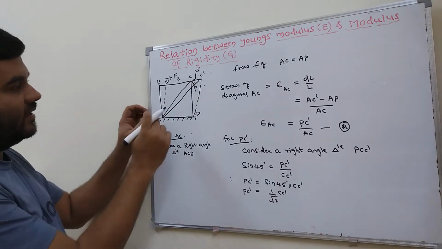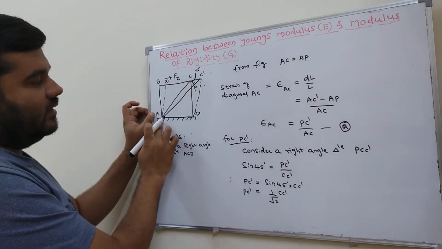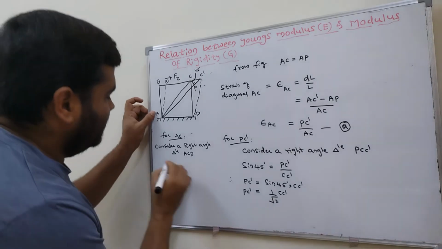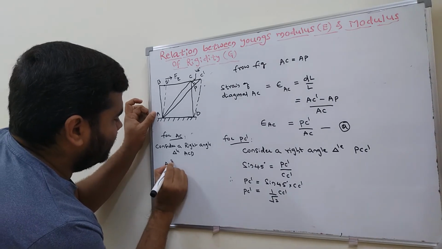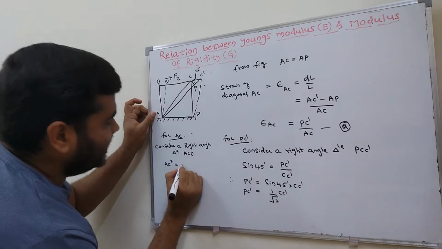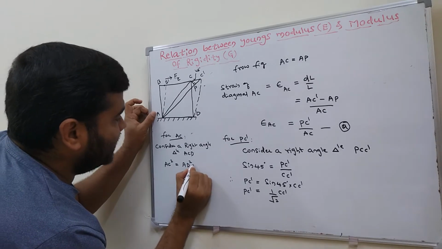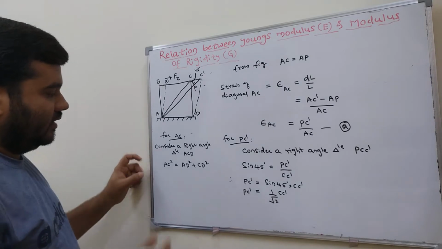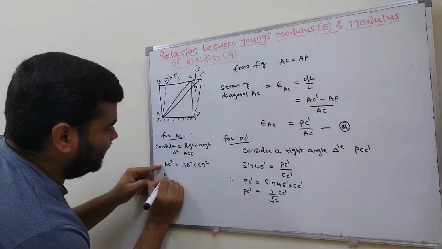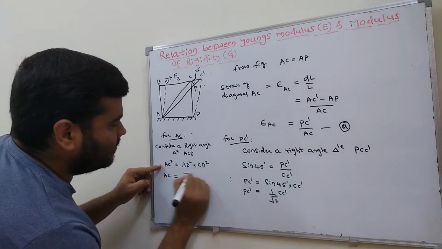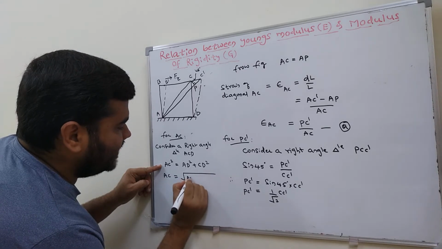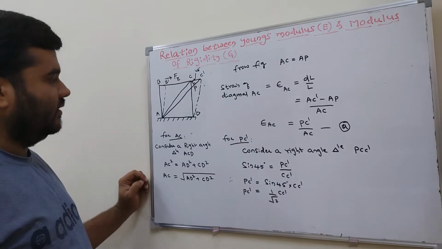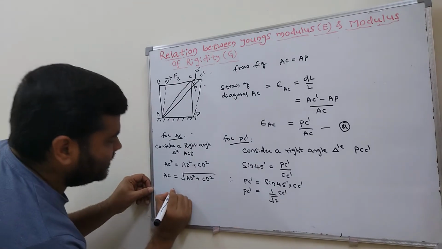In this case, AC square equal to AD square plus DC square. Pythagoras theorem. AC square equal to AD square plus CD square, right? Therefore I want AC equal to square root of AD square plus CD square.